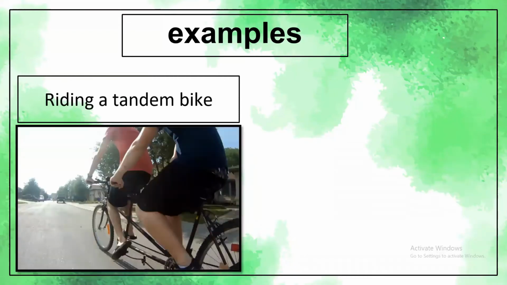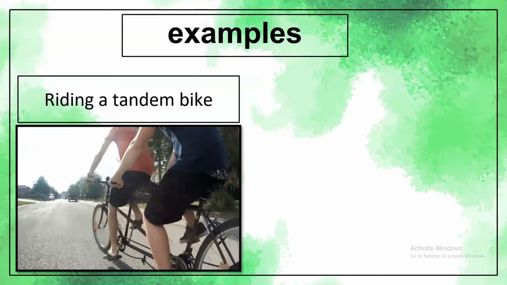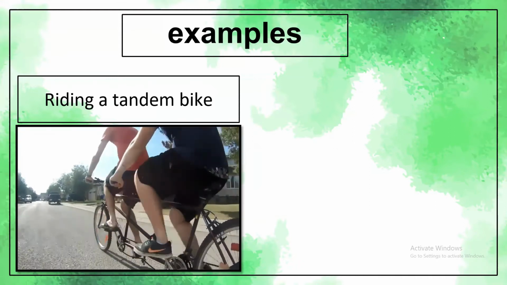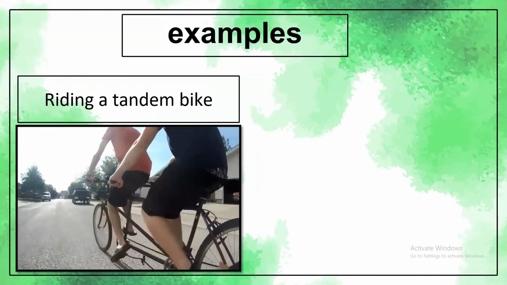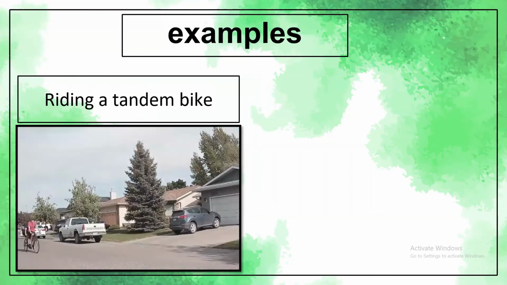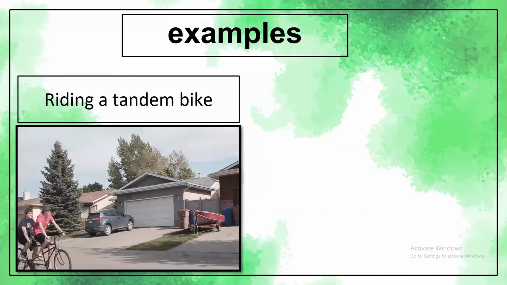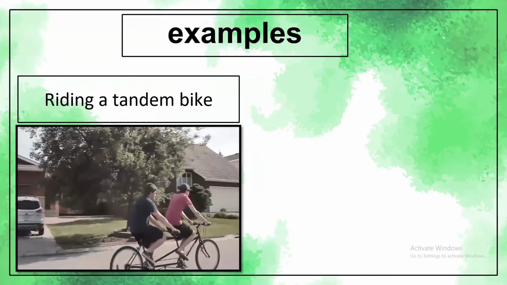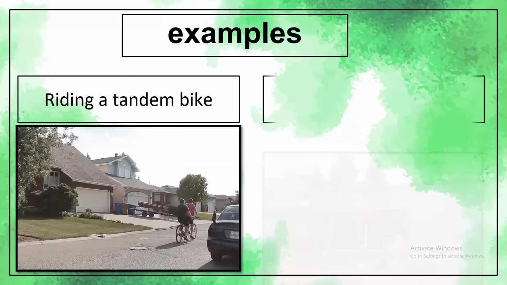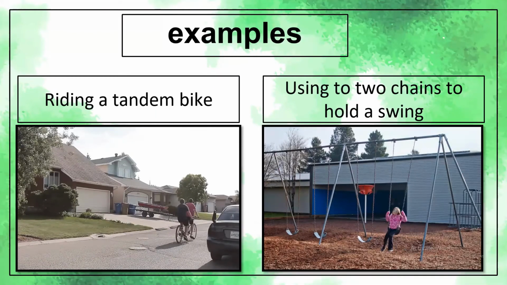Another example is riding a tandem bike. So we have here two people riding a tandem bike. They share the force needed to paddle the bicycle and make it move faster. Another example is using two chains to hold the swing, which helps to balance it better.